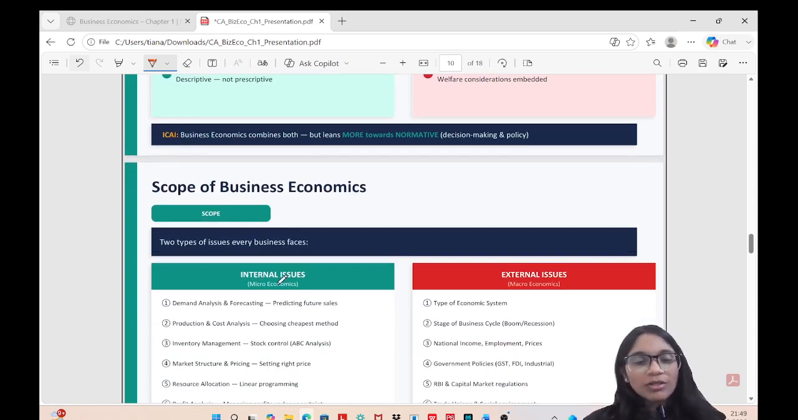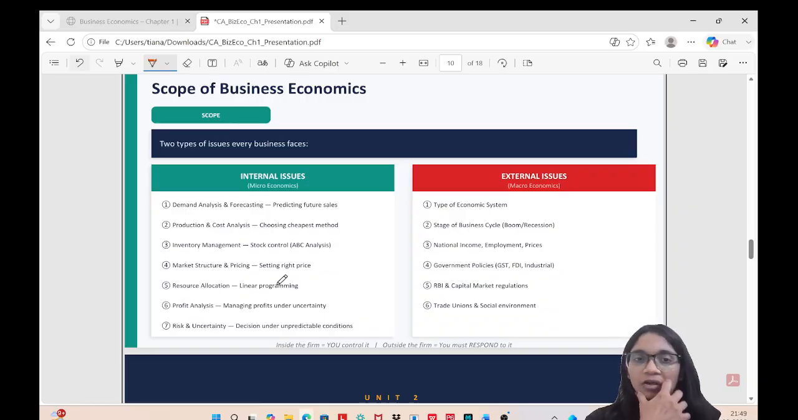Next, we will move on to the scope of business economics. Internal issues: it's micro. And external issues is nothing but macroeconomics. Internal issues are nothing but demand analysis, forecasting about your company, production cost analysis, choosing the cheapest method, inventory management. This all happens within your firm. Market structure, pricing, resource allocation, profit analysis you're doing for your firm.